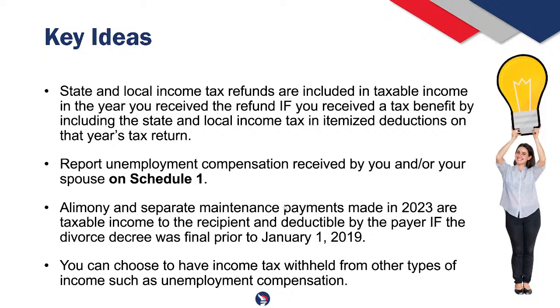Alimony and separate maintenance payments made in 2023 or 2024 in this case are taxable income to the recipient and deductible by the payer if the divorce decree was put into place prior to January 1st of 2019, so 2018 and before. For 2019 and after, this doesn't apply. You can choose to have income tax withheld from other types of income, such as unemployment compensation or Social Security benefits.